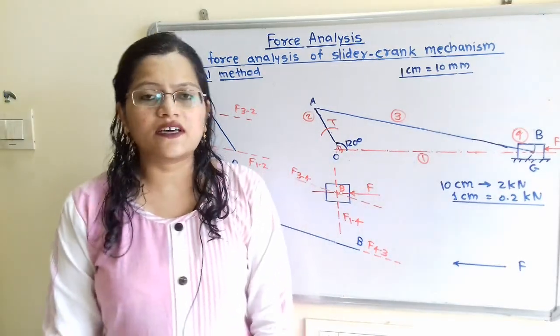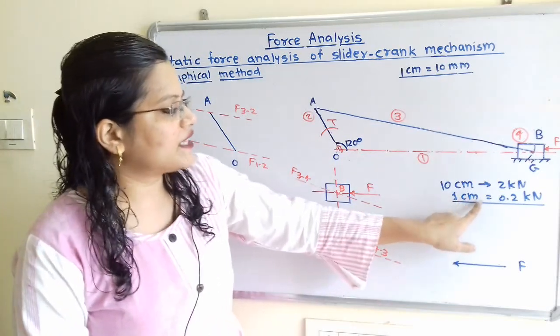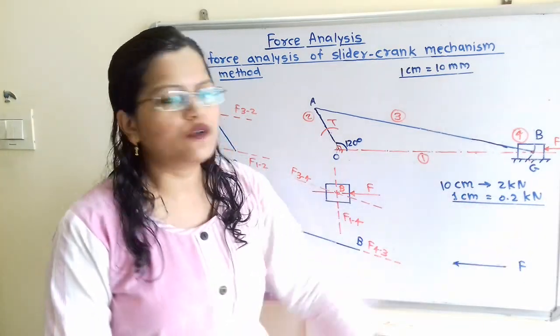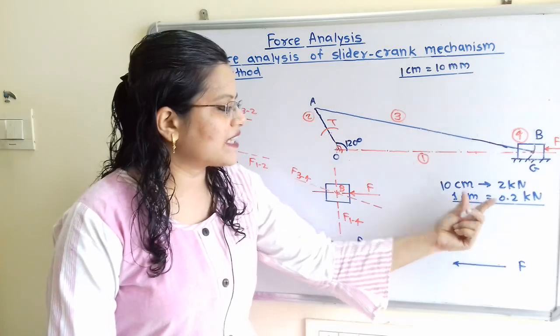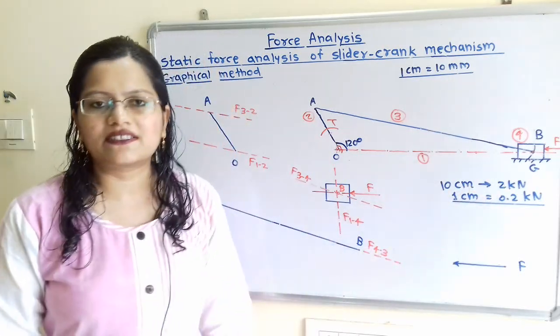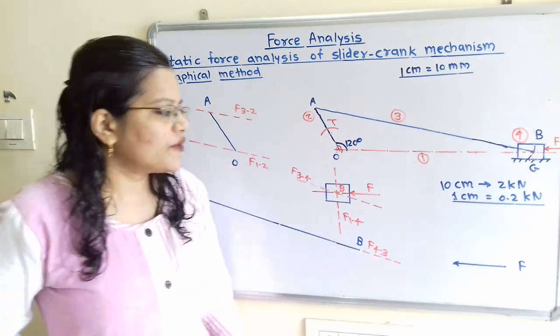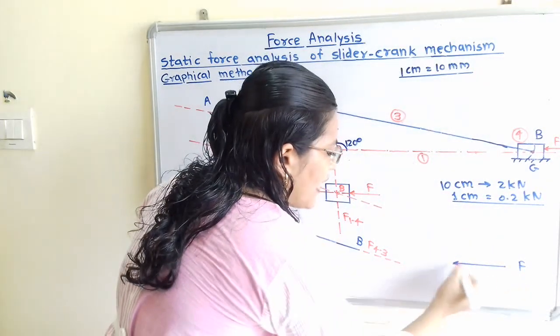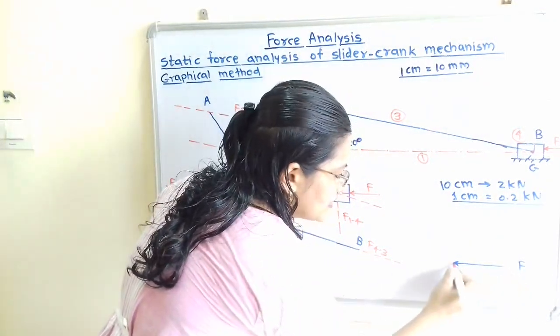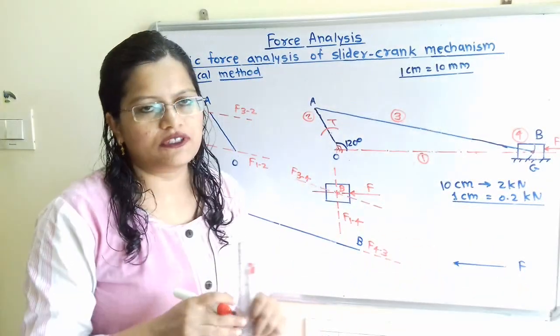So we will consider one suitable scale: 1 centimeter is equal to 0.2 kilonewton. According to this scale, for 2 kilonewton we have to take 10 centimeters. So we will draw here a 10 centimeter line. This is the tail of force F and this is the head of the force F.